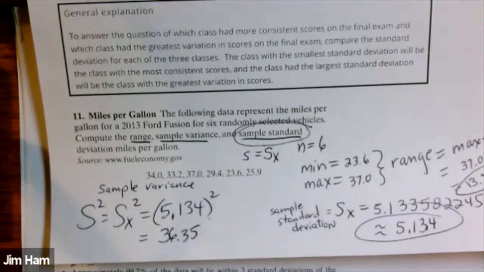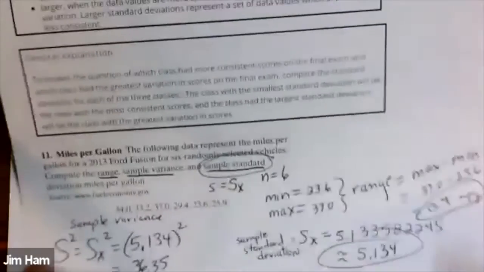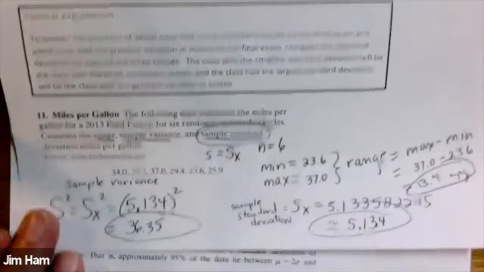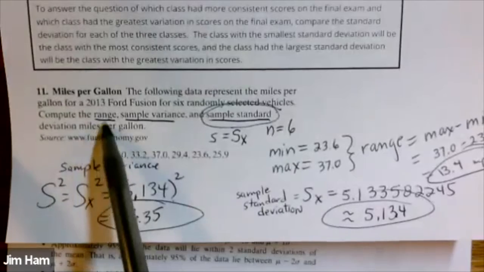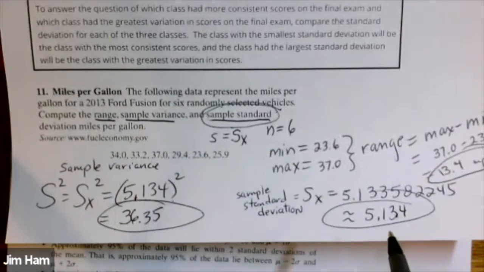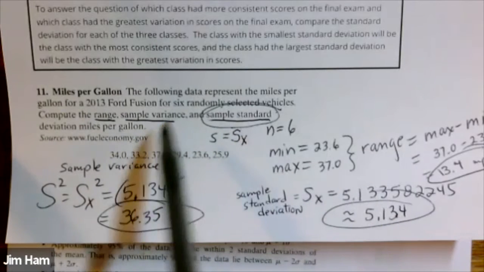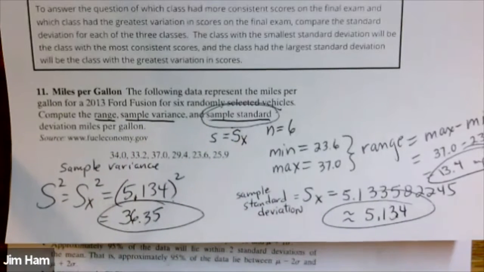Now the variance does not have the same unit as the standard deviation because it's squared. So the unit would be whatever the unit of the standard deviation is squared. So I don't know what mpg squared means, but that's the unit of the variance. So here are the 3 numbers that they ask for in this problem. Range, we calculate by hand using the max and min. Sample standard deviation we get from the calculator, and sample variance we get by squaring the standard deviation.